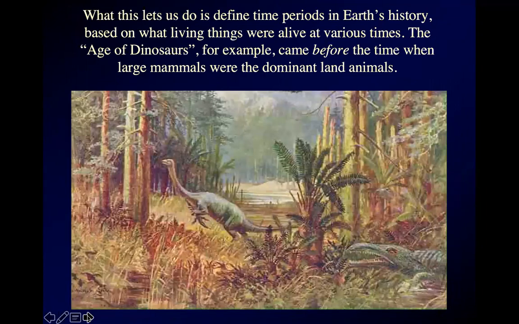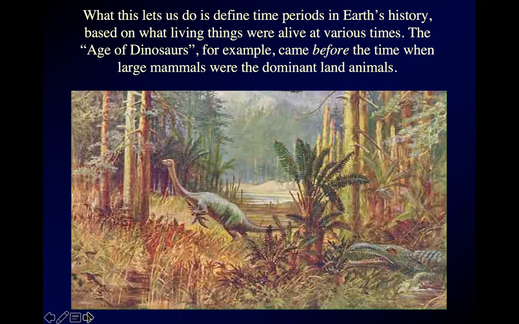What that lets us do is define periods of time in Earth's history based on what was living at various times. It can get a lot more complicated than this, but to give you an example you've heard of, you may know there was a time when the dominant land animals were dinosaurs. So here's some dinosaurs running around what is now Hempstead County, Arkansas, about 100 million years ago. And the dinosaurs lived, and then, except for a little group of dinosaurs called birds, they died out. They disappeared. We ain't got them no more.